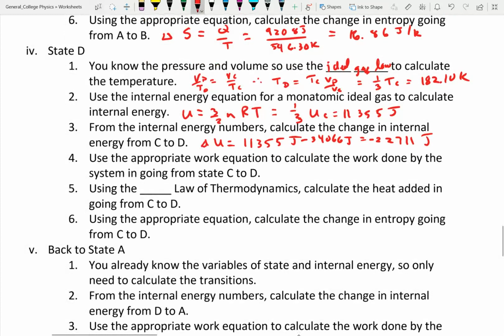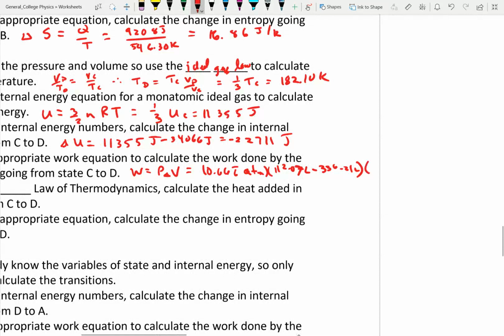Use the appropriate work equation to calculate the work done. Okay, so this here was constant pressure, so work is equal to P delta V is equal to my pressure of 0.666 repeating atmospheres times my change in volume, which was final 112.07 liters minus initial 336.21 liters. And then I'm going to need to use my conversion factor.